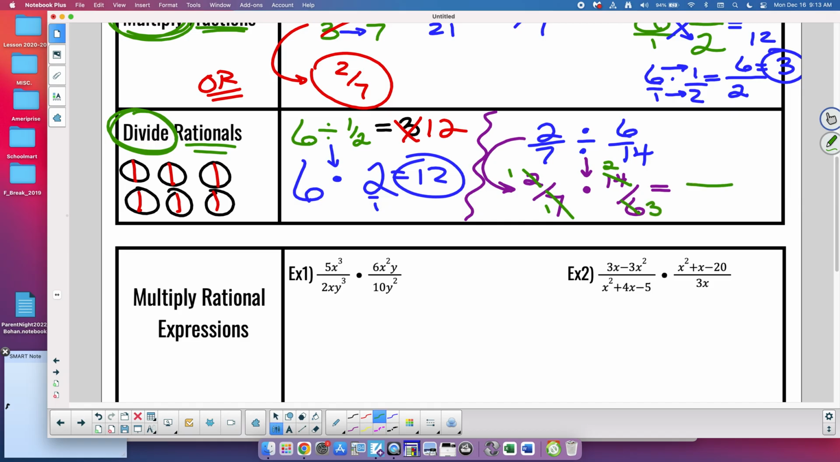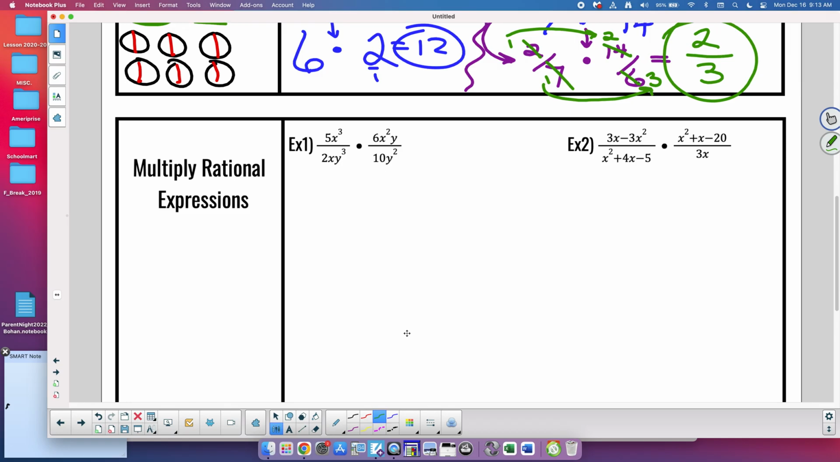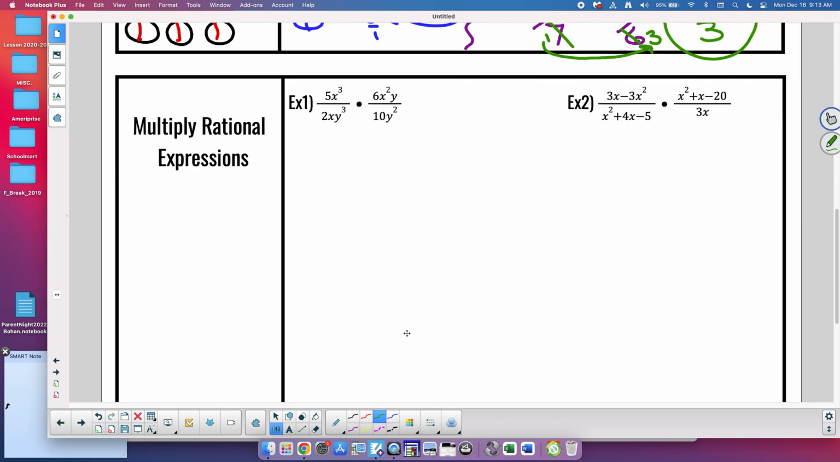What's the answer? Yes, it's 1 times 1, that's 1. It's 2 times 3, that's 6. Wait, the answer is 2/3. Right? Are you guys okay with this? Okay, keep going. Now we start our problems, all right?